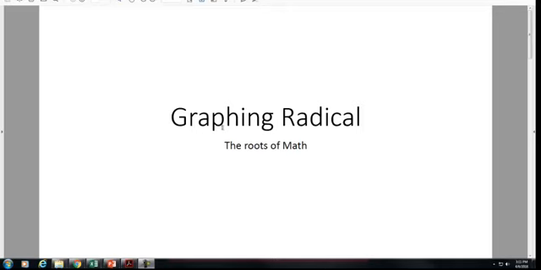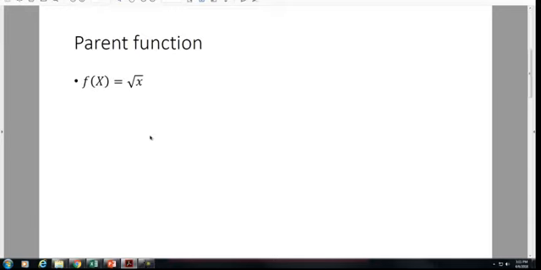For this lesson, we'll look at graphing radicals, the roots of math. And the reason we have that subtitle is because radicals in math means the roots. And we'll look at square roots and cube roots for today. We'll first look at the parent function f of x equals square root of x.